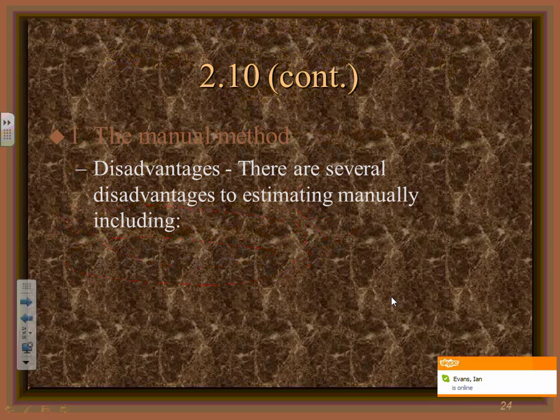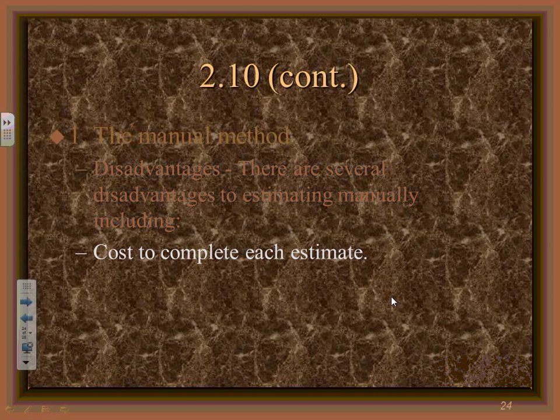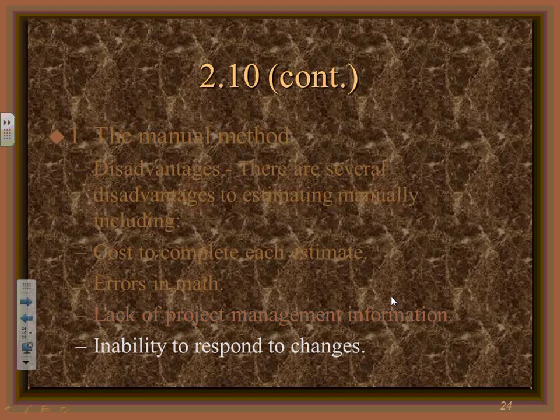Okay, the manual, what's the disadvantage of the manual? Disadvantages of estimating manually include the following. Of course, cost to complete the project. Are you kidding me? It costs you a lot to complete the project. Errors in math, lack of project management information. You don't have anything. You're doing it by hand. You don't have a whole lot of information. Errors, long time to do the project. These are the disadvantages. Inability to respond to changes. If you want to change something, you have to recalculate everything by hand.